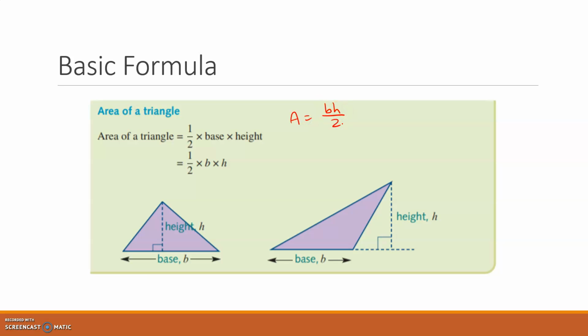Now, the reason this rule works is because a triangle's area makes up half of a rectangle with the same base and height. Now, when we say base, we're talking about the length along the bottom of the triangle, and when we say height, we're referring to the perpendicular height of the triangle. So that is the height that makes a 90-degree angle with the base all the way up to the tallest point of the triangle.